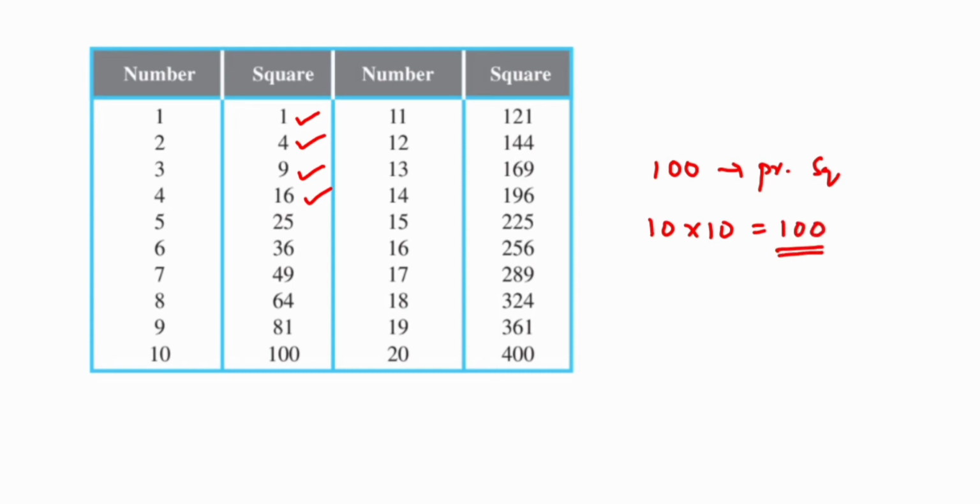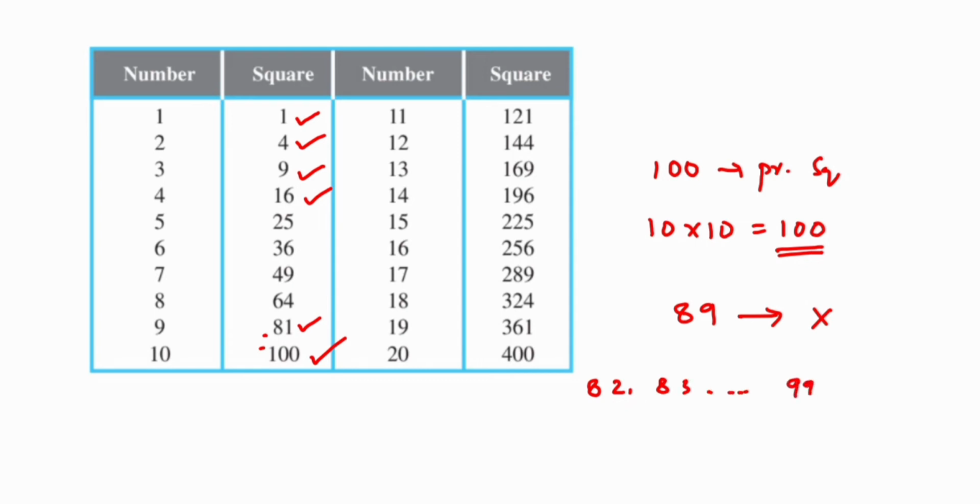Okay. Similarly, if I ask you, is 89 a perfect square? No, it is not a perfect square, because you can see 81 is a perfect square, and after that we have 100. Between 81 and 100, whatever numbers there are, like 82, 83, all these numbers till 99, they are not perfect squares.